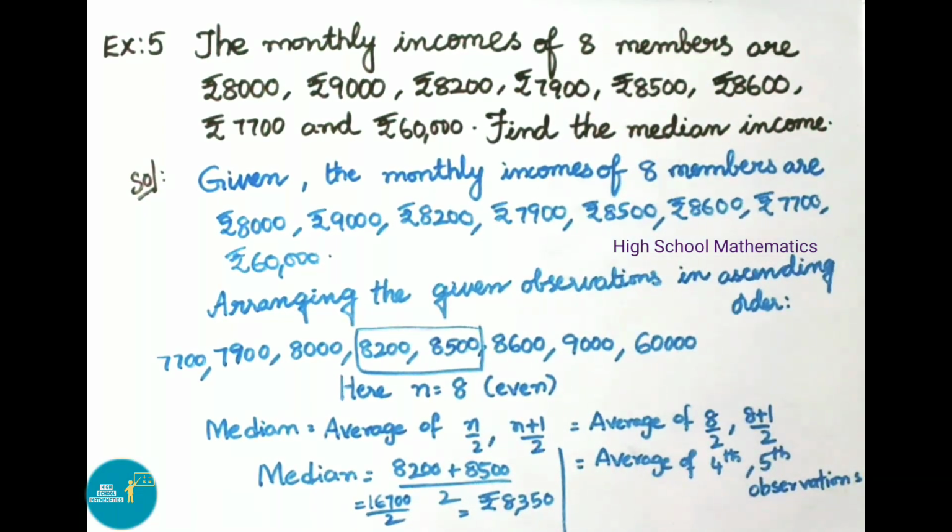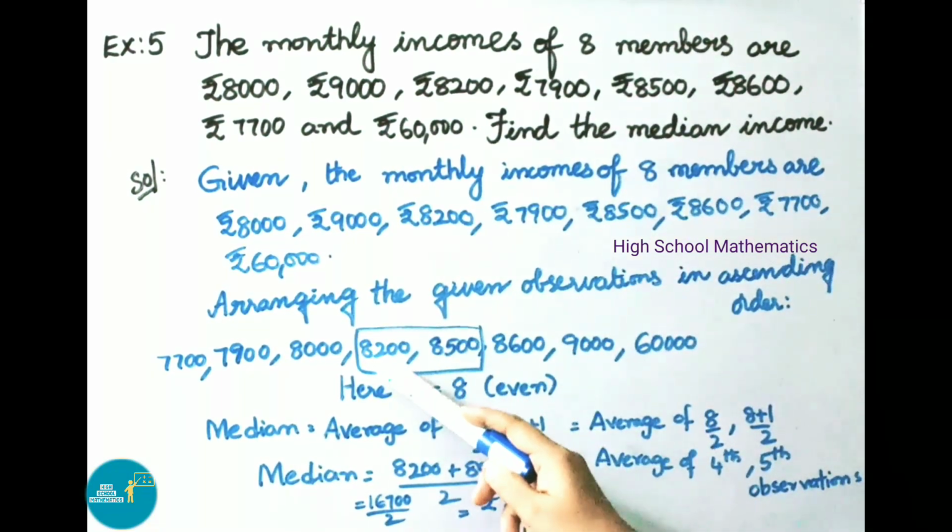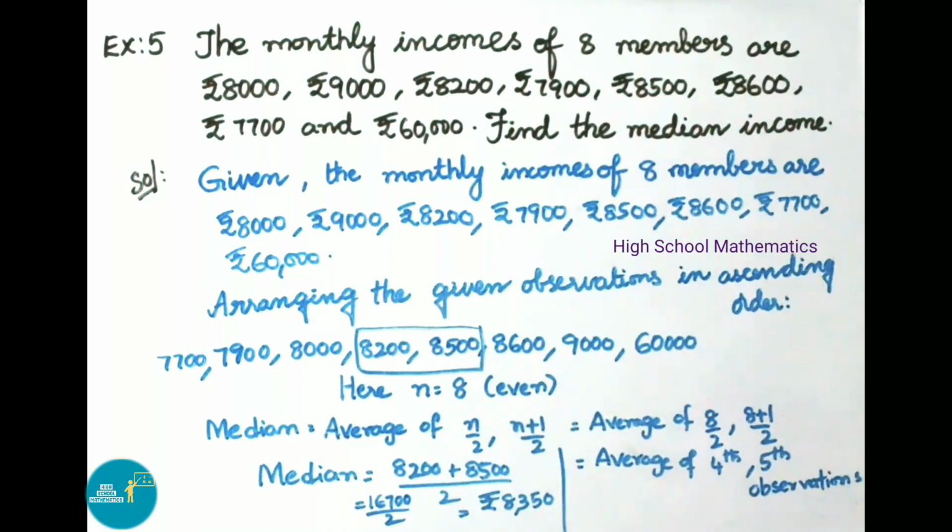That equals the average of, 2 fours are 8, that is the fourth observation. 8 plus 1 by 2, that is 9 by 2, means 4.5. So approximately we will take the fifth observation. So we are going to take the average of the fourth and fifth observations. So median equals the average of the fourth and fifth observations, which were 8,200 and 8,500.